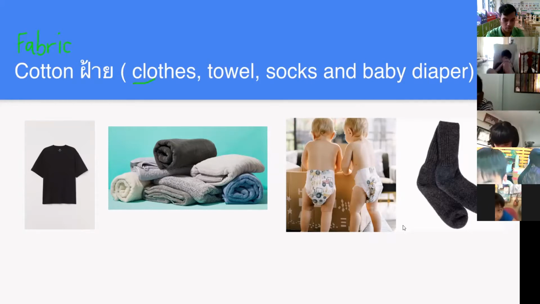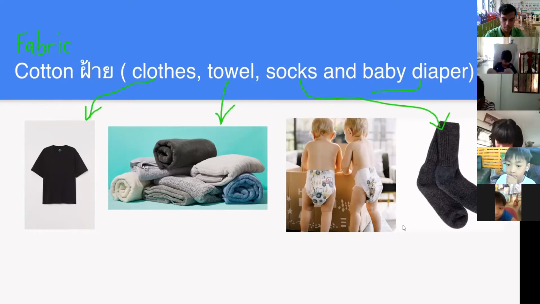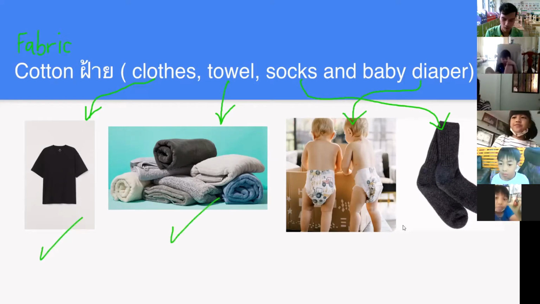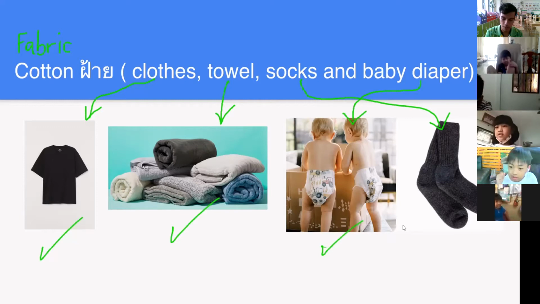Yes, correct. Clothes, towel, socks, and baby diaper. They can absorb water, yes. Absorb water, yes. Absorb water, yes. Absorb water? Yes. Oh, yes. Okay.